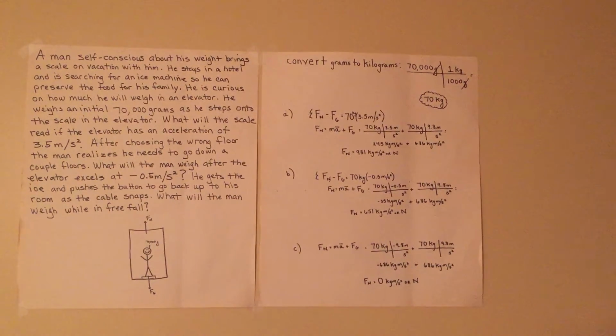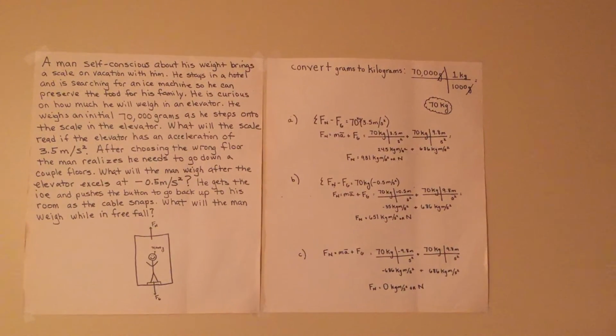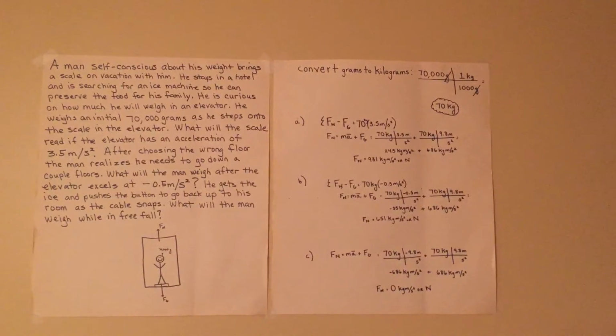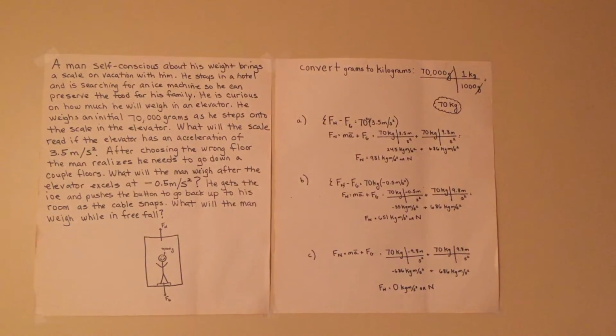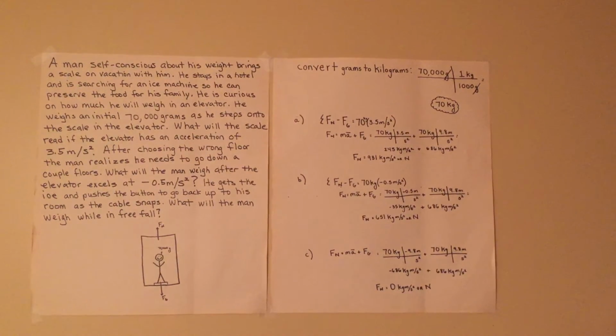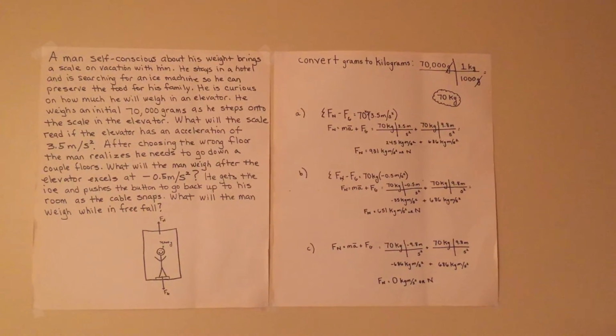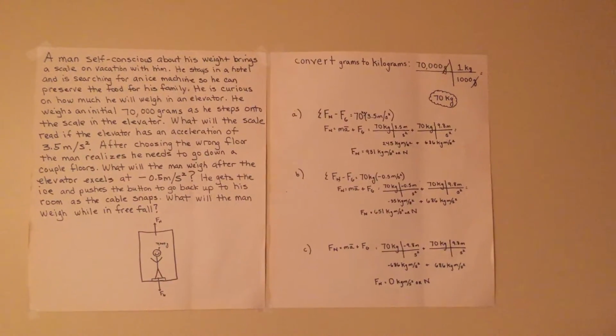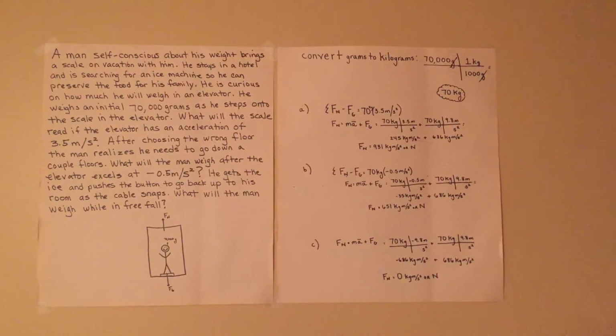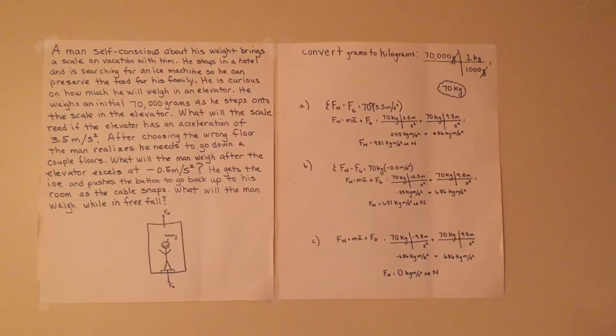A man self-conscious about his weight brings a scale on vacation with him. He stays in a hotel and is searching for an ice machine so he can preserve the food for his family. He is curious how much he will weigh in an elevator. He weighs an initial 70,000 grams as he steps onto the scale in the elevator.